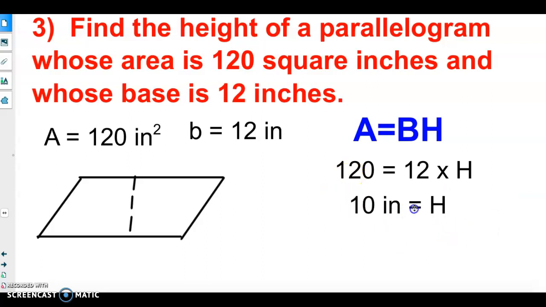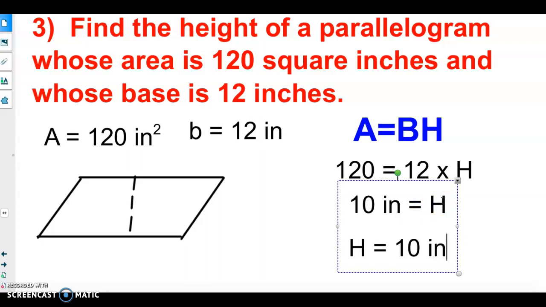And you can either choose to write that as such, or you can write H equals 10 inches. You must label it though.